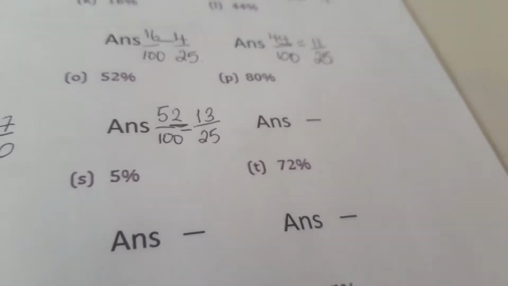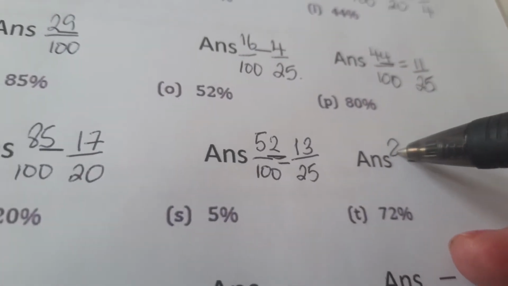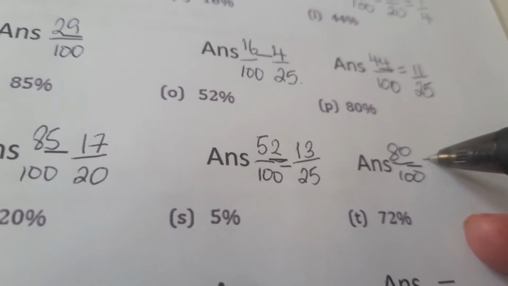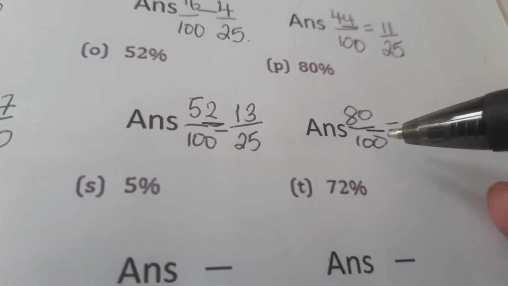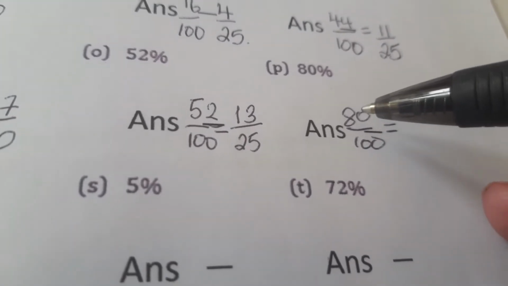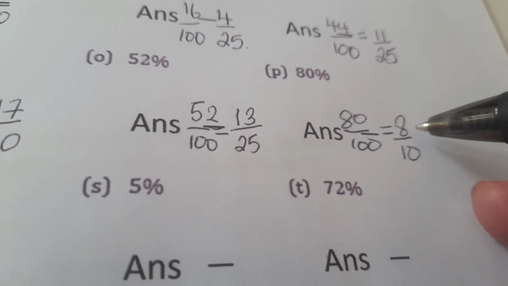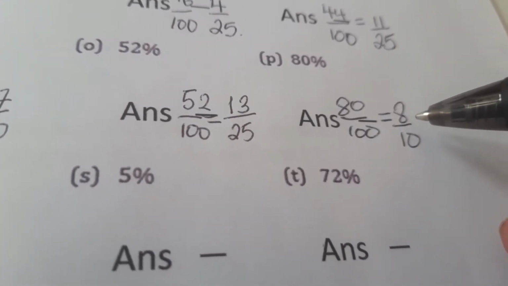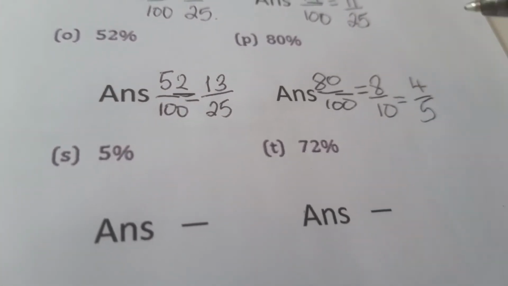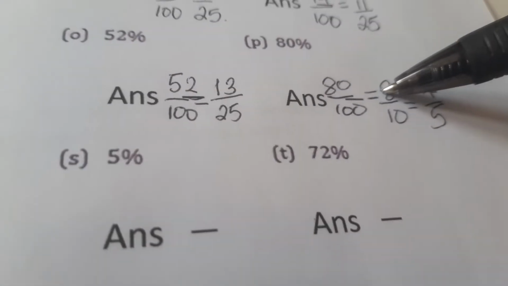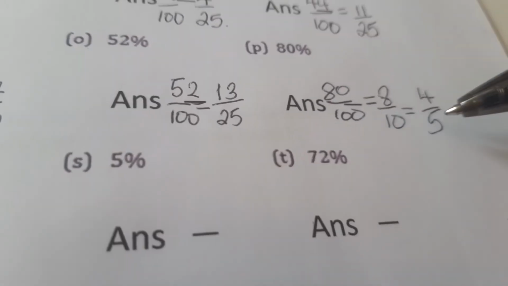80%. This is a bit blurry on my phone. 80%. So you start with 80 over 100. So even number also ends in 0. So I think the best thing to do first of all is divide by 10. Now you've got 8 over 10. They're both even numbers. So you know 2 goes in, 4 over 5. So look what we did. We divided by 10. And then we divided by 2. And we did the top numbers and the bottom numbers.